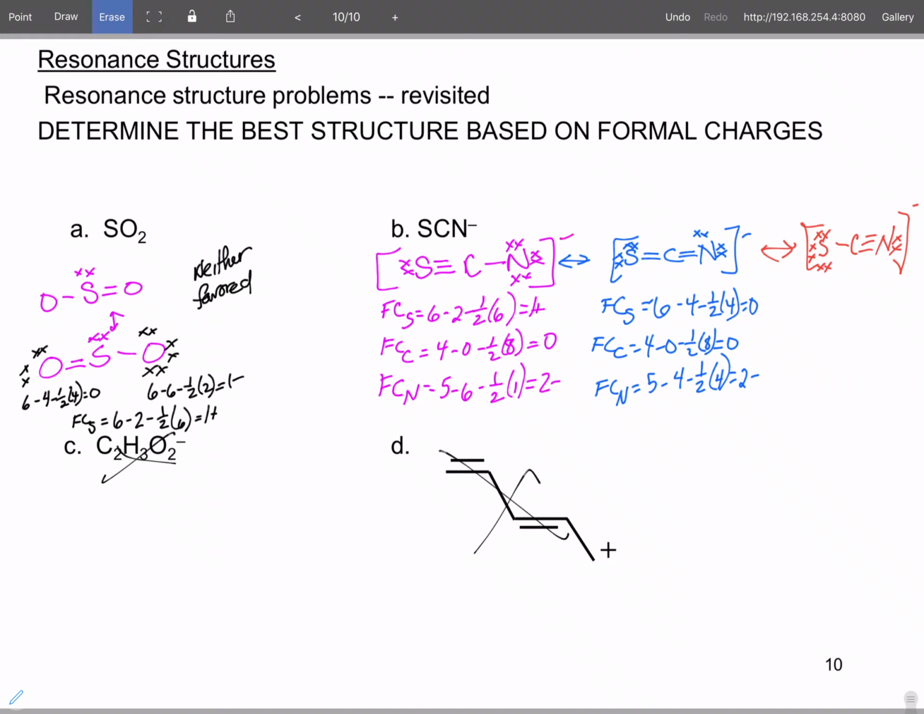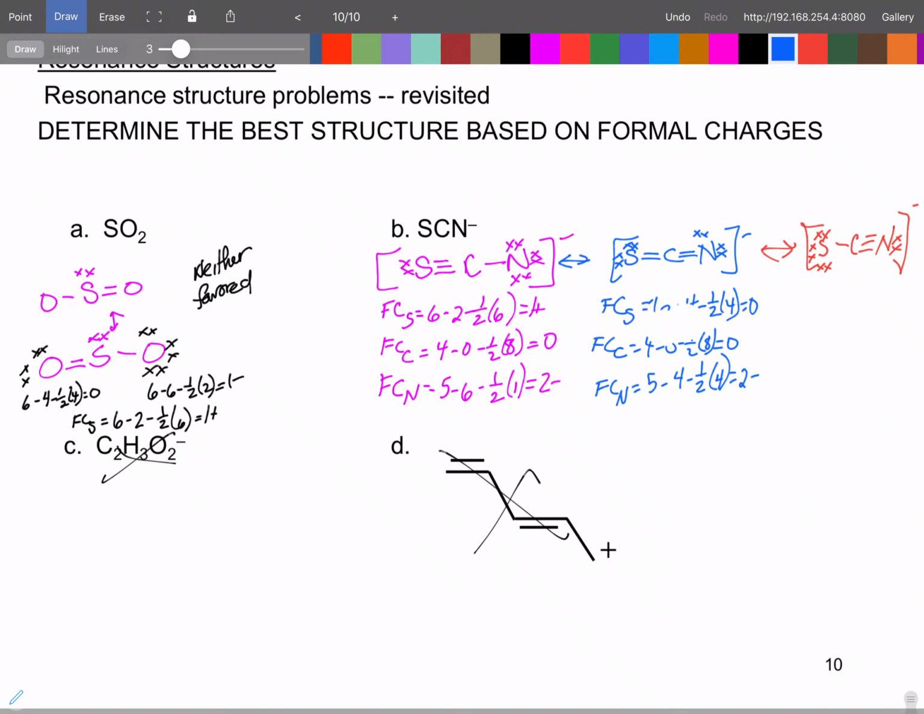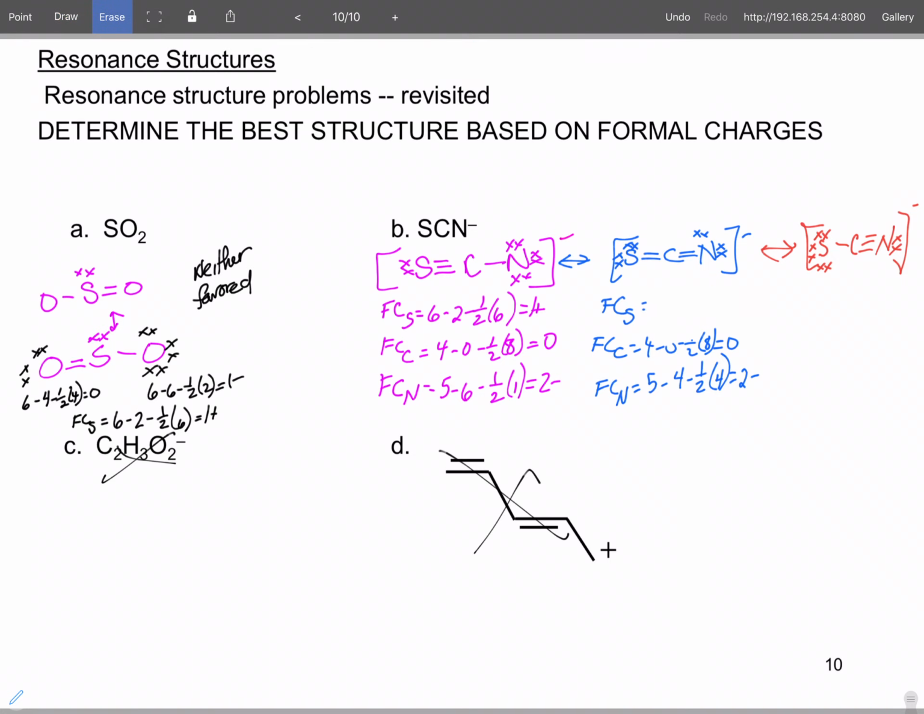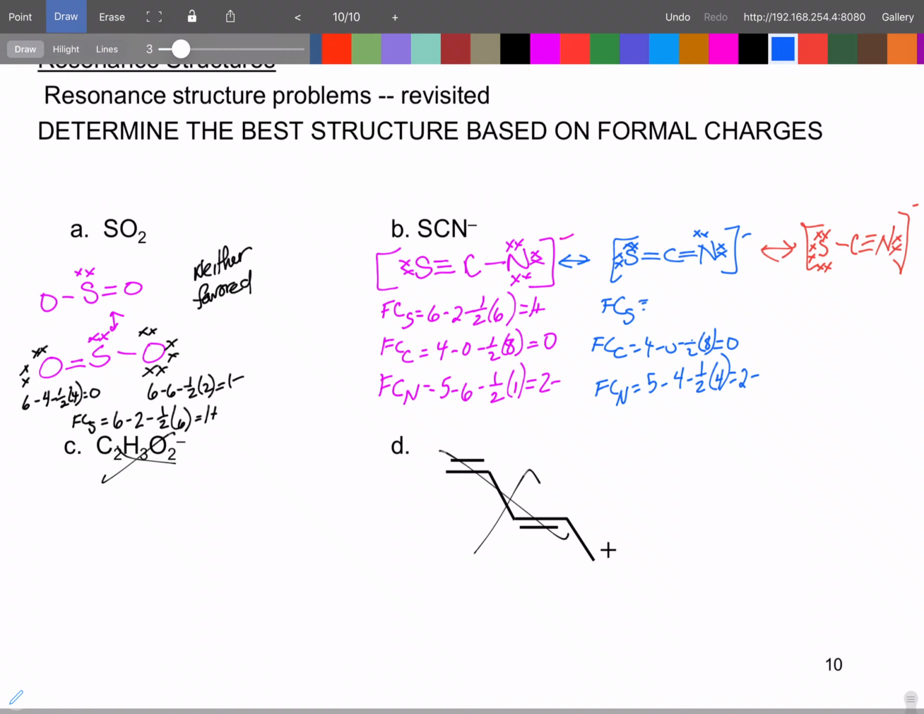So let me check. We have 6 minus 4 minus 1/2 of 4, which is 2. Well, that would be 0. So 5 minus 4 minus 2 is 1 minus. I just can't do math. All right, checking my math there.